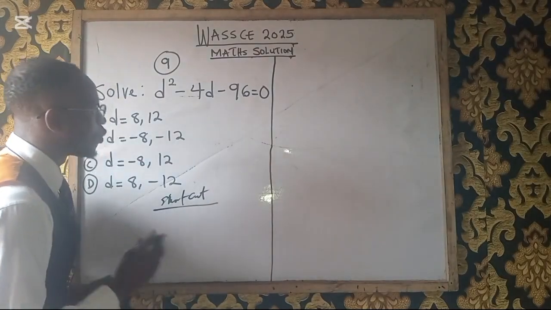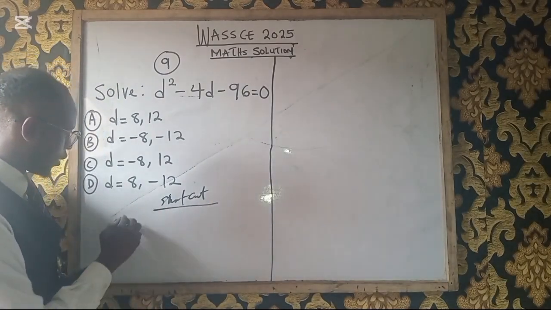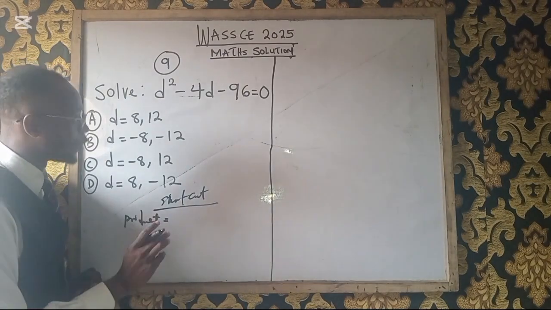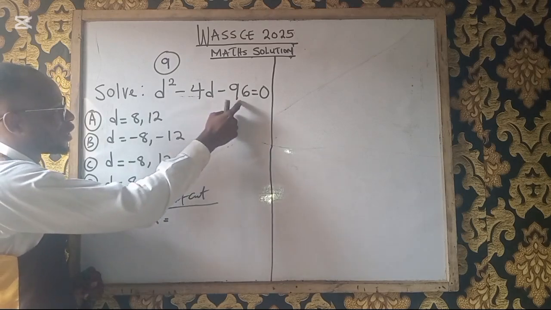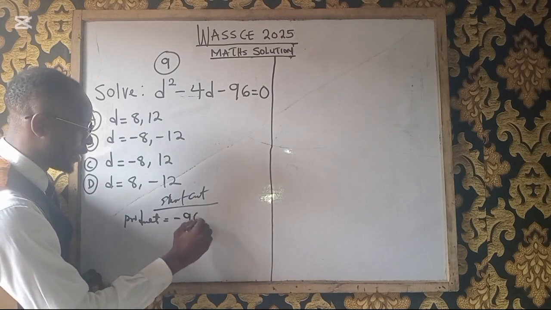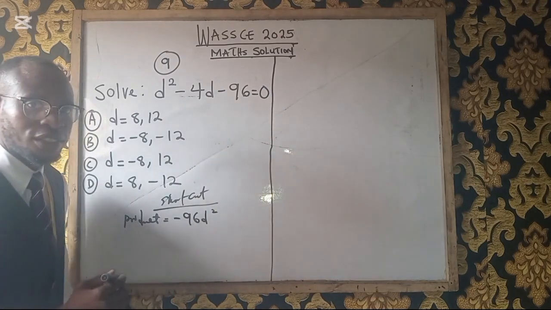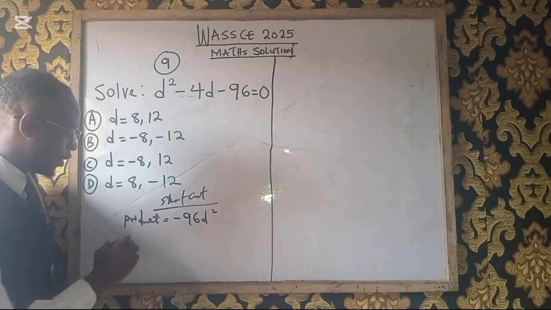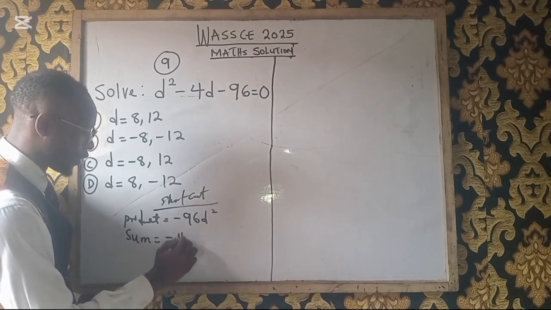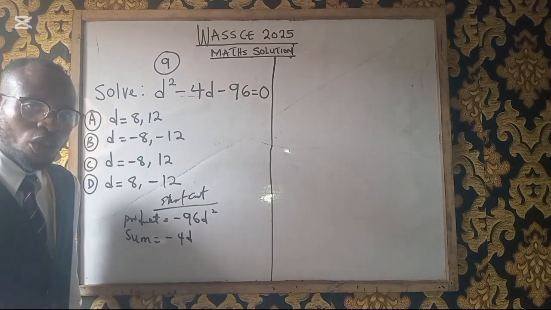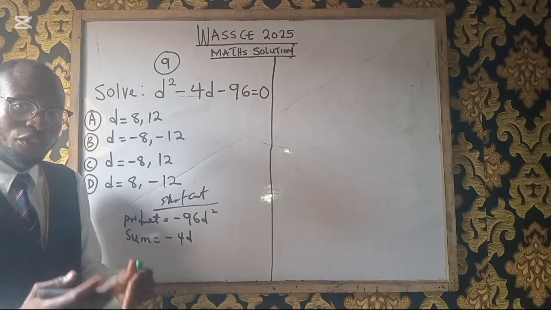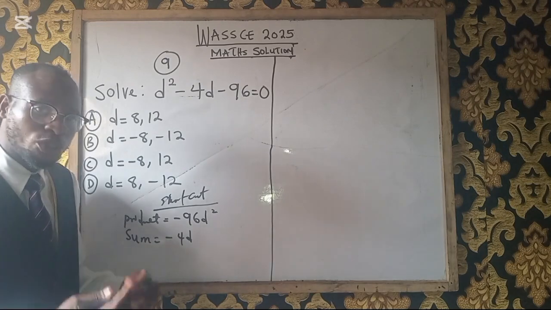So to get the shortcut, first thing, get the product. The product is determined by multiplying d squared and minus 96. That will give us minus 96 d squared. You understand? That's how to get our product. While the sum is the one at the middle, which is minus 4d. So consider two factors that will give you 96 when you multiply them, and when you add or subtract, will give you 4.